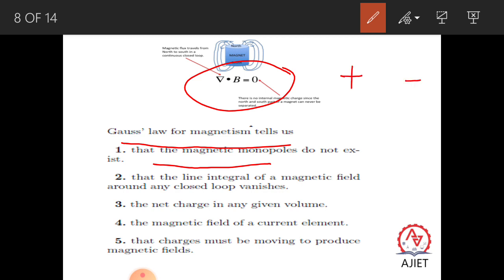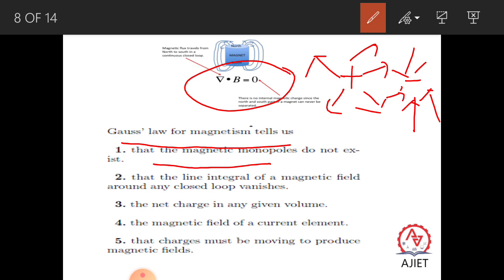There are positive and negative charges. From positive charges, the electric field lines emanate, and at negative charges, the electric field lines converge. This happens with electric charges.